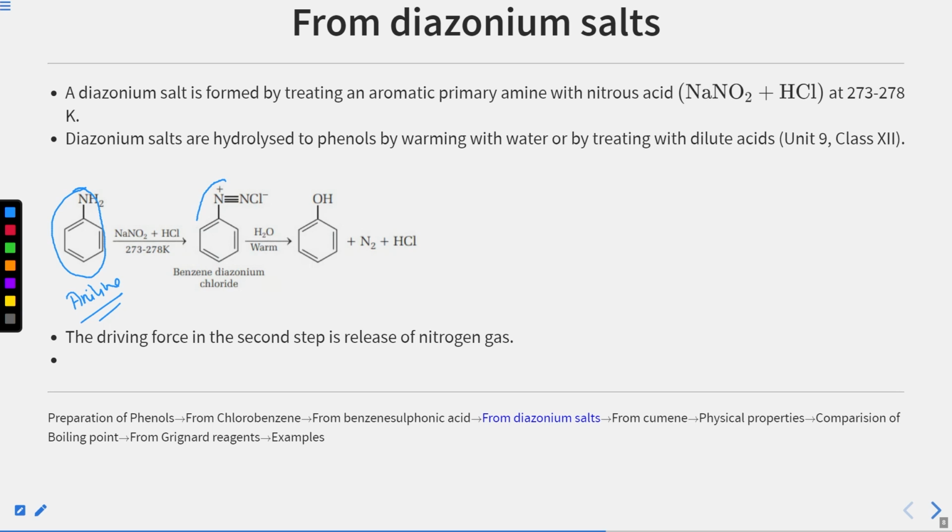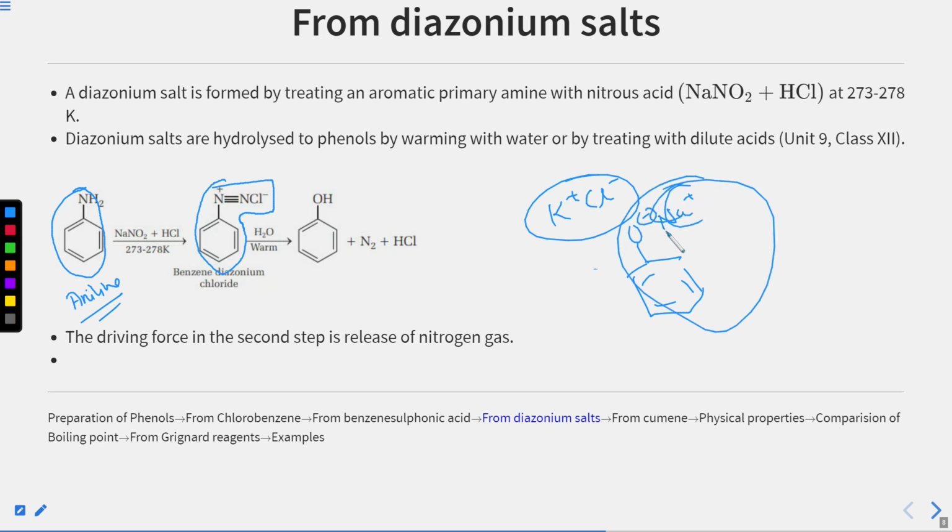So this is our diazonium salt. It is a salt. When you call a compound a salt, it has a type of ionic distribution, plus and minus. Like we have K plus and Cl minus, you call it a salt. Or say, this sodium phenoxide you have seen earlier, that was also an example of salt. So these kinds of structures are called salt. So it is benzene diazonium salt. So this is diazonium chloride.